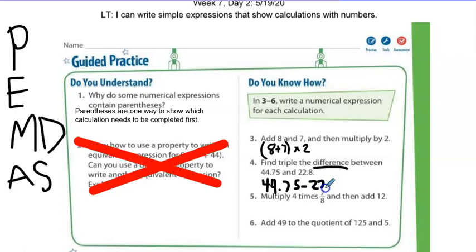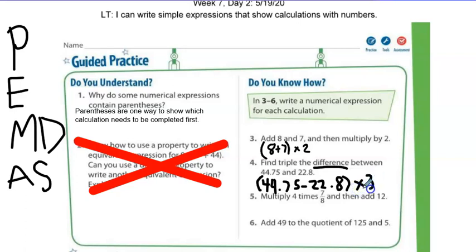And remember that we have to make sure that this number goes first because it's larger. And we want to make sure these go in parentheses, because if we don't put this in parentheses, we're going to have to multiply first, because remember, triple means that we want to multiply that by 3.